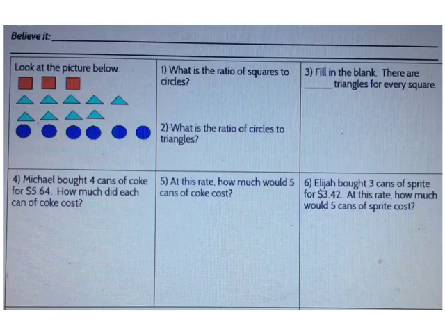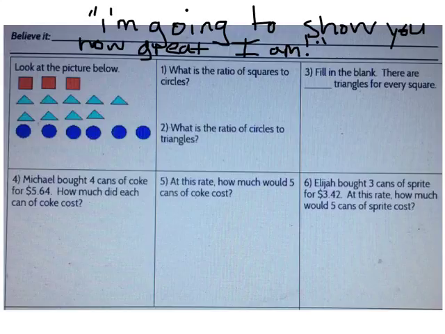Remember that you are great. Go ahead and write our champion's creed at the top of your paper. I'm going to show you how great I am. Today you're going to show how great you are with your work on the video and with your exit ticket. Make sure that's written on your paper now.